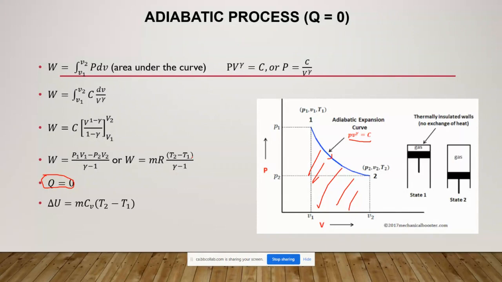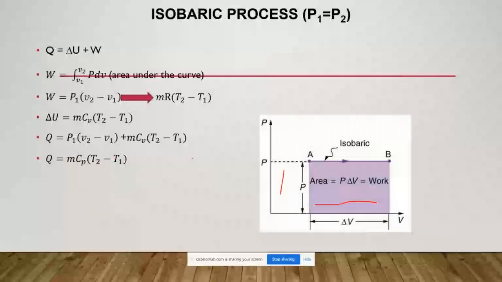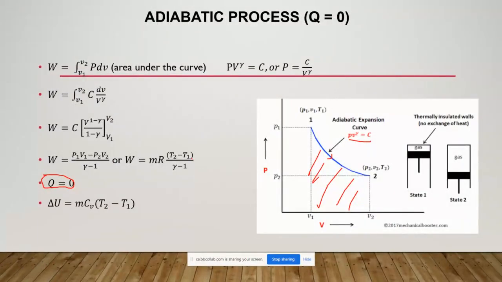The last one, I think I missed the polytropic. Yeah, there's no polytropic here. Okay, so because I missed it, the polytropic is similar to adiabatic. But the difference for polytropic, it is going to be PV^n is equal to C. Instead of gamma there, it is n. And also for polytropic, Q is not equal to 0.